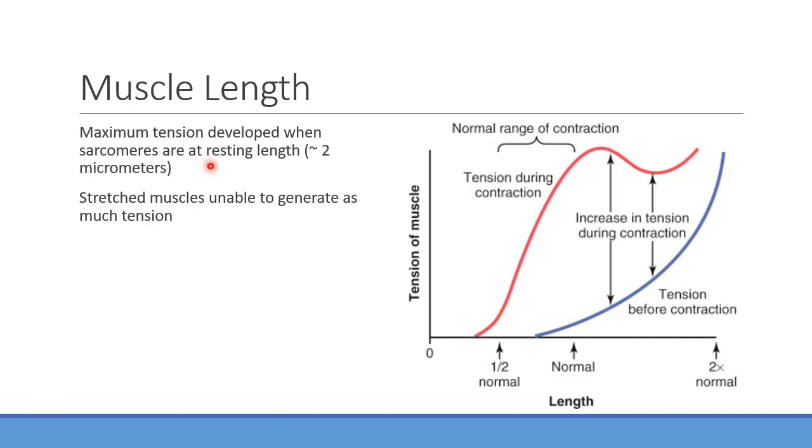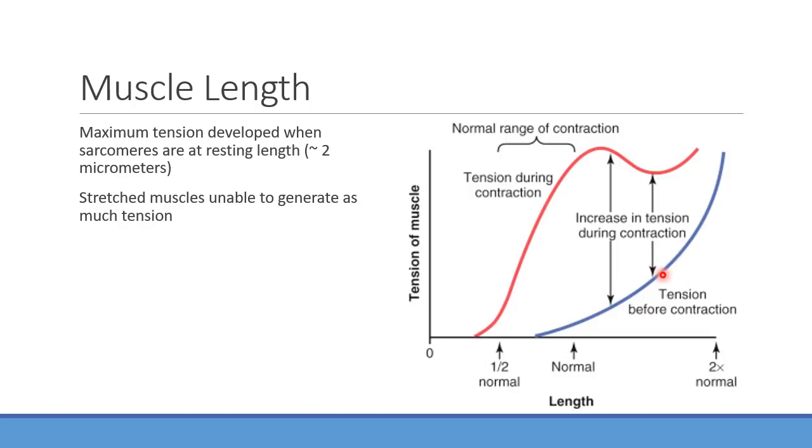You're going to see that maximum tension is going to develop when the sarcomeres are at their nice resting normal length, so around 2 micrometers or so. And then as you're going to notice, if you have a stretched muscle, it can't generate as much tension. So for instance, this is a normal length muscle here. The difference between a relaxed, untensed muscle versus when I actually contract it is a lot greater than the case if I was already stretching out the muscle and there's already some tension there.